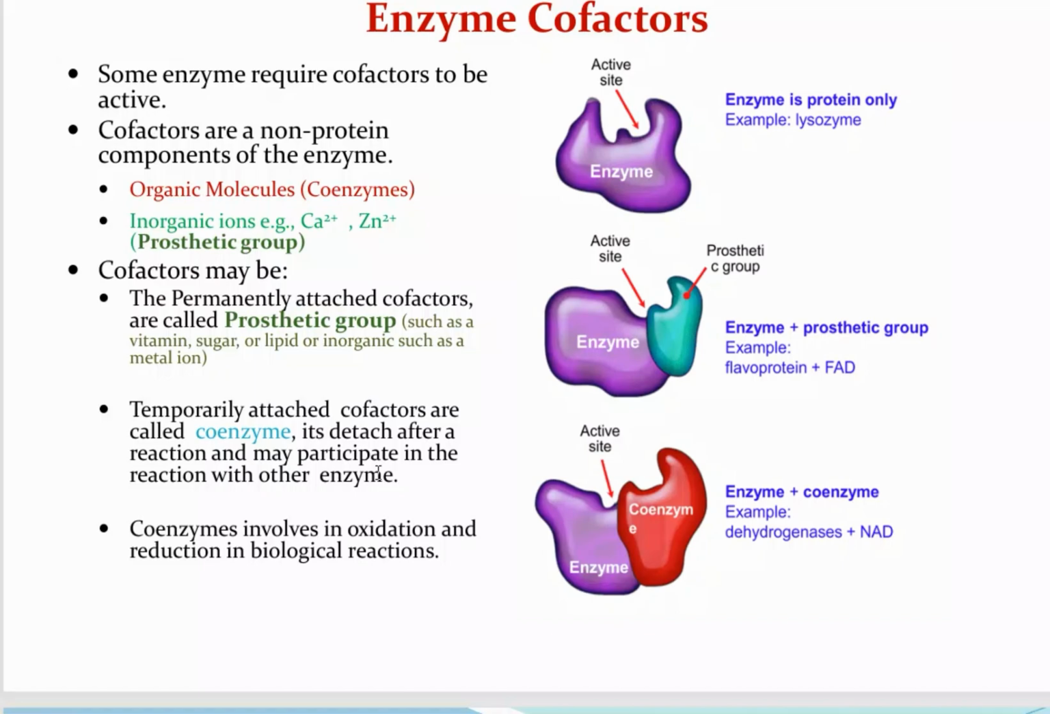So if you have to distinguish between coenzyme and cofactor, it is clearly shown here. The cofactors, or prosthetic groups, are permanently attached, whereas the coenzymes are temporarily attached.